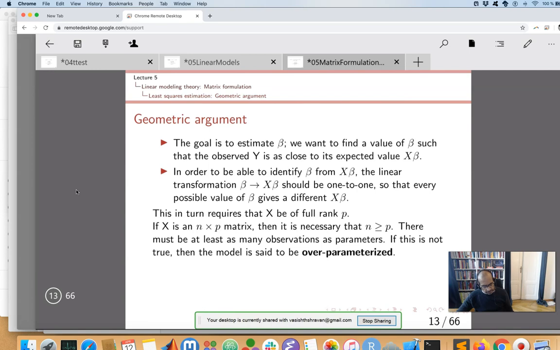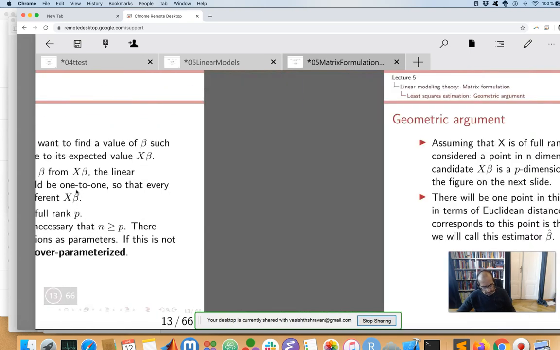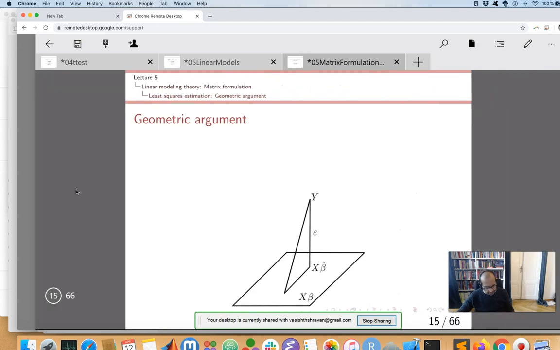So how does this work? Graphically, what this means is that there's a range of possible values of beta which, if multiplied with the design matrix X, the model matrix X, will give you a range of possible values which I'm representing through this plane. This rectangular plane here represents different possible values of X times beta.